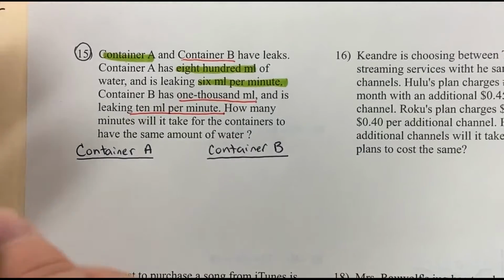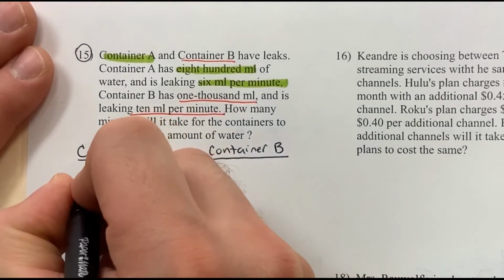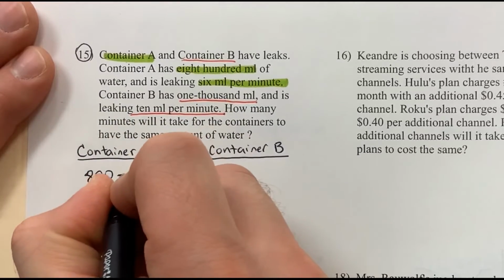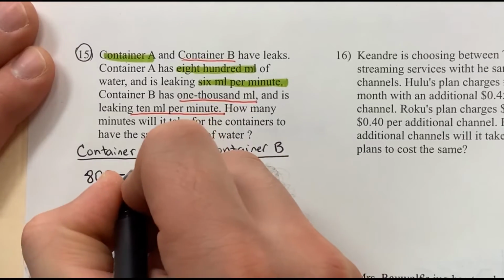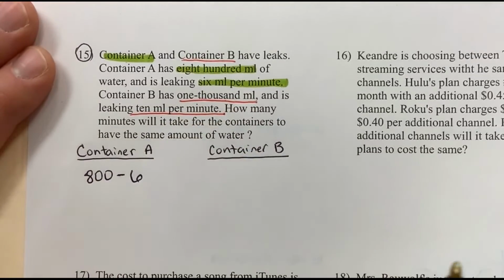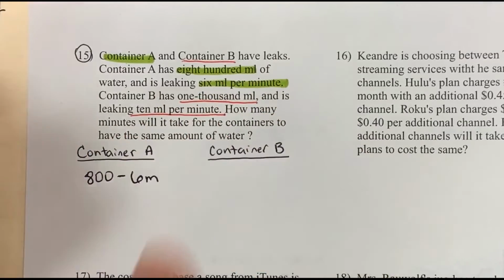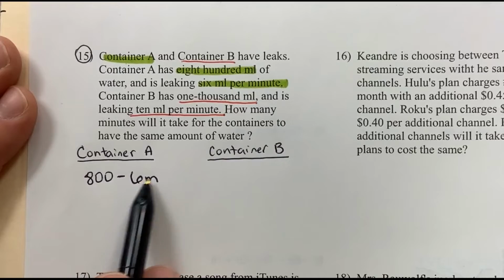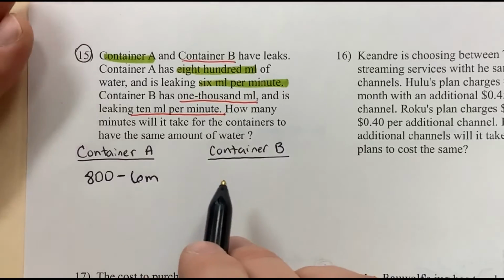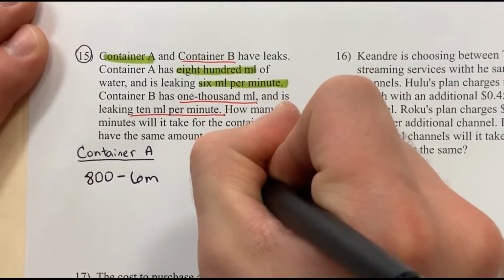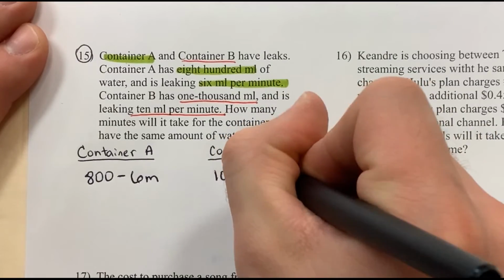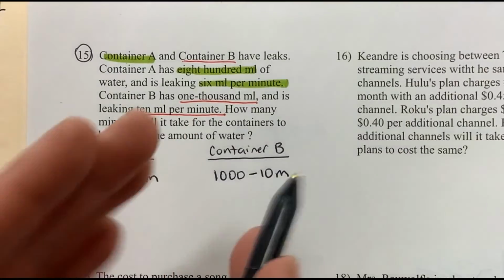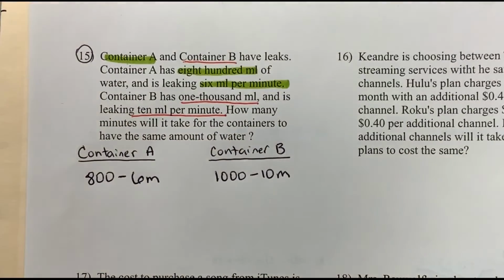So container A, I'm just gonna write this out mathematically, has 800 milliliters of water, and it's losing, so minus, right, it's losing, subtraction, 6 milliliters per minute. I don't know how many minutes we're talking about, so I'm gonna give it a variable. I'll just give it M for minutes. 800 milliliters to start off with, minusing 6 milliliters for every minute that goes past. Container B starts off at 1,000 milliliters, and it is losing 10 milliliters per minute. So notice how I just took my information from container A and container B and wrote out a little expression for each.